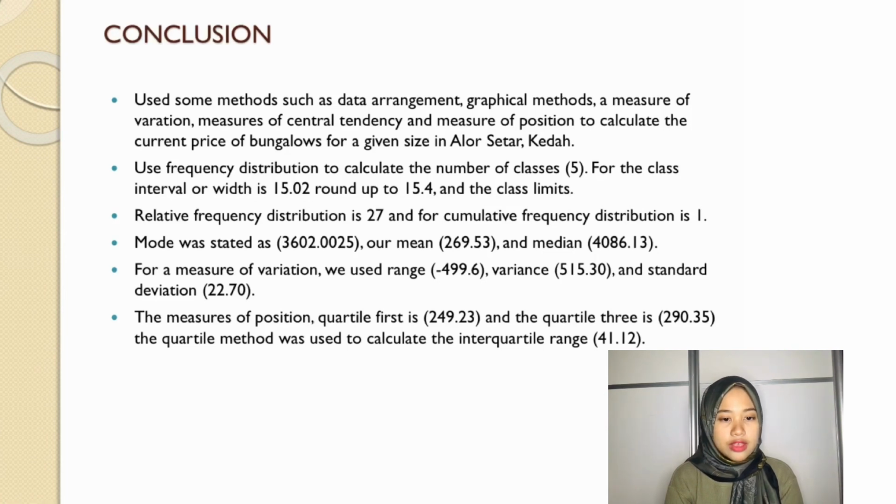Mode was stated as 3602.0025, mean 269.53 and median 4086.13. For a measure of variation, we use range negative 499.6, variance 515.30 and standard deviation 22.70. For the measure of position, quartile 1 is 249.23 and quartile 3 is 290.35. The quartile method was used to calculate the interquartile range, which is 41.12.